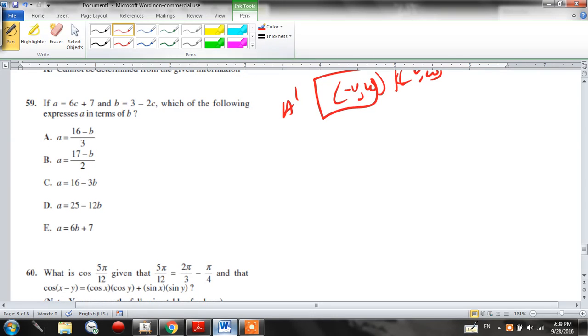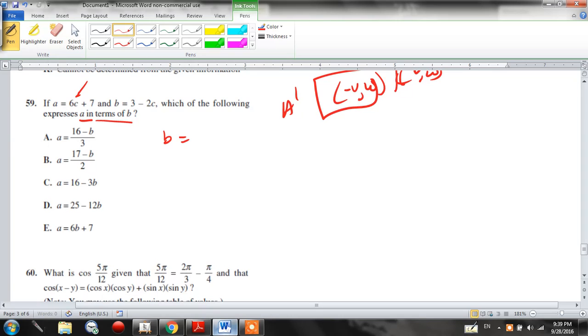59. A is this, B is this. Which of the following expressions expresses A in terms of B? In other words, here A is expressed in terms of C. You want to express it in terms of B, then you have to get rid of that C. Well, how are you going to get rid of C? You have to solve this for C and then substitute it in there.